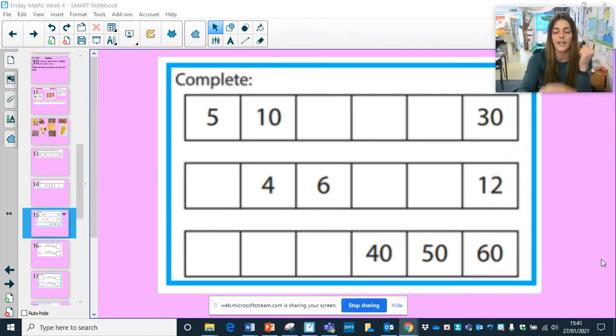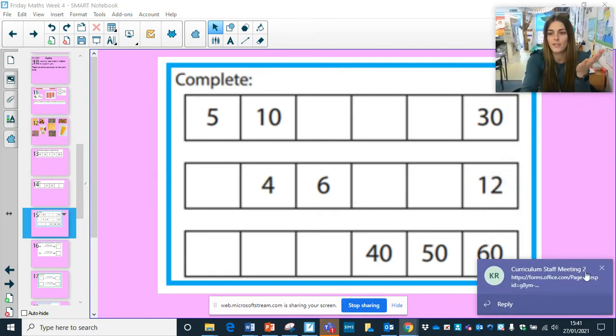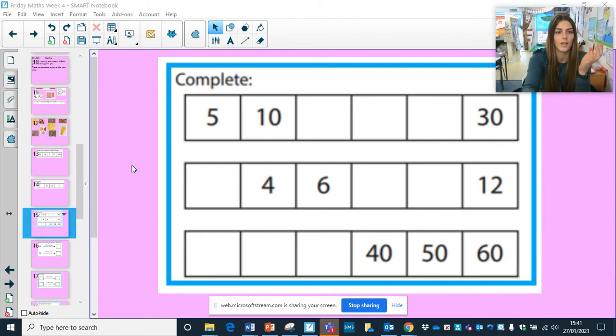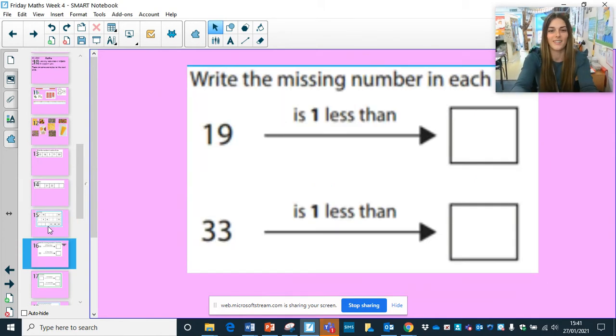Let's move on. Again, a few number strips here to support you. Okay, so use that to support you. I won't read everything because I want you to have a try. So write the missing number in each. So 19 is 1 less than what number? Fill it into the box. 33 is 1 less than, write the number in the box.